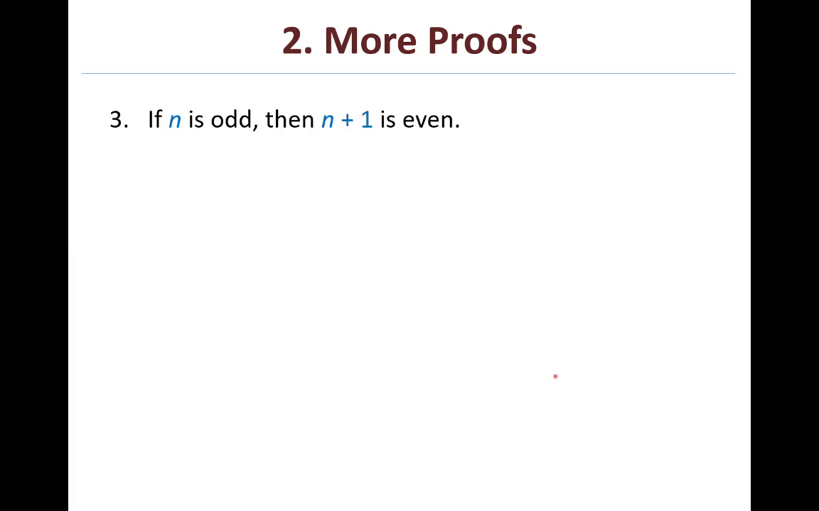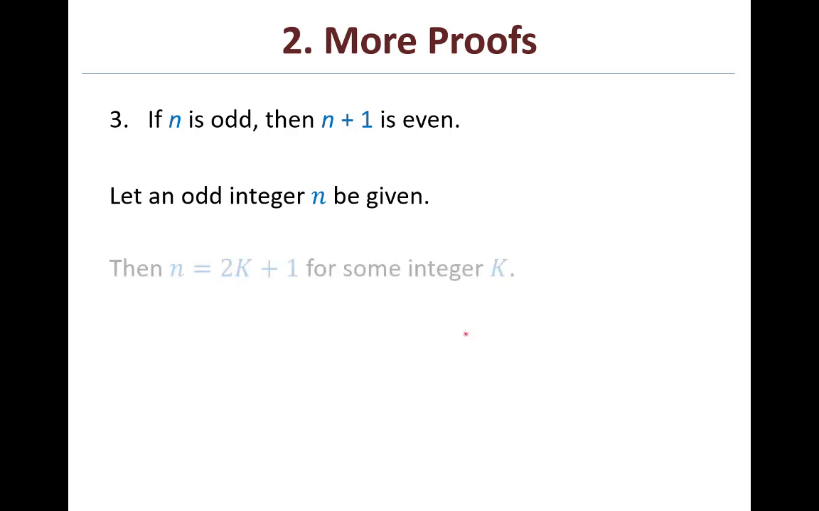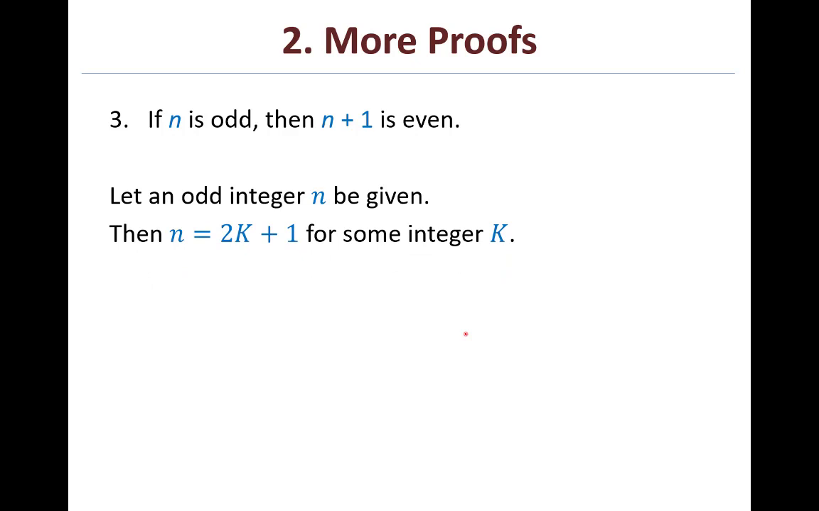Our third proof. If n is odd, then n plus 1 is even. Okay, by this point, you should be getting the hang of this. Pause the video, give this a try, and then unpause when you're ready to check the answer. Here we go. Let an odd integer n be given. Then n equals 2k plus 1 for some integer k. n plus 1 is 2k plus 1 plus 1. Let's do some algebra. That's 2k plus 2.